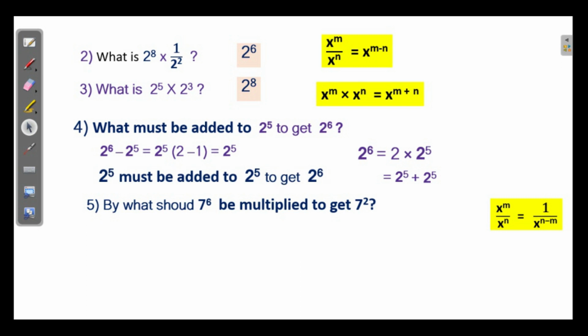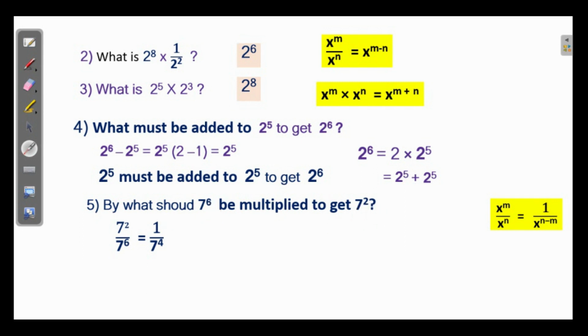By what should 7 raised to 6 be multiplied to get 7 square? Here also we can take the same approach. By what should 7 raised to 6 be multiplied? So we can divide 7 square by 7 raised to 6.